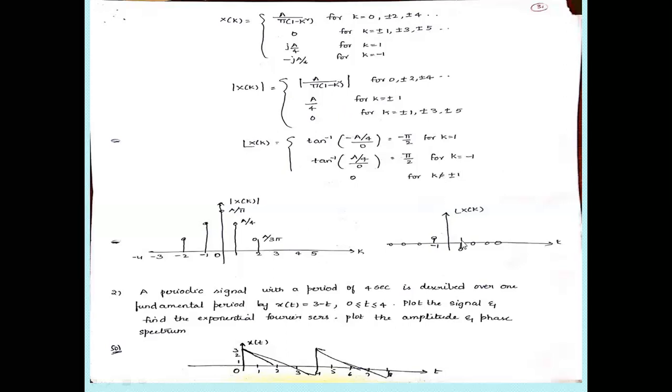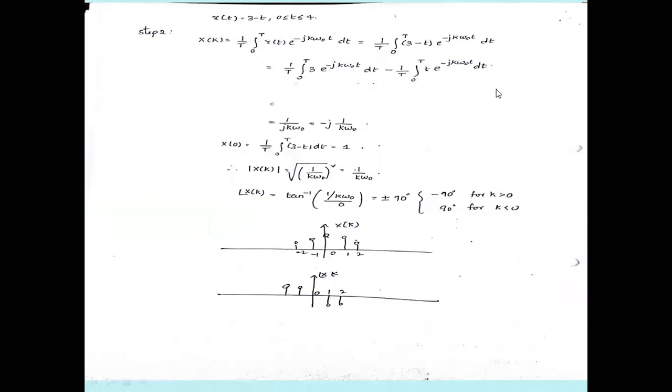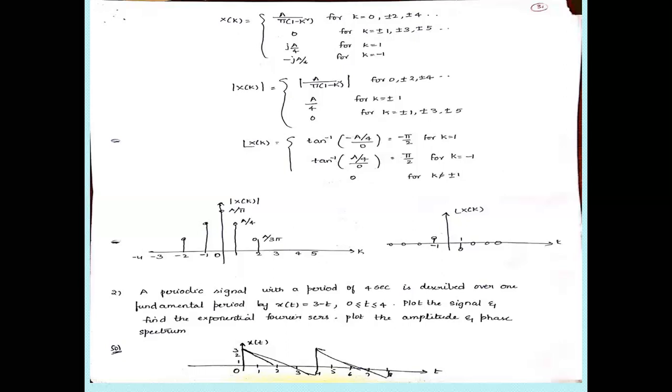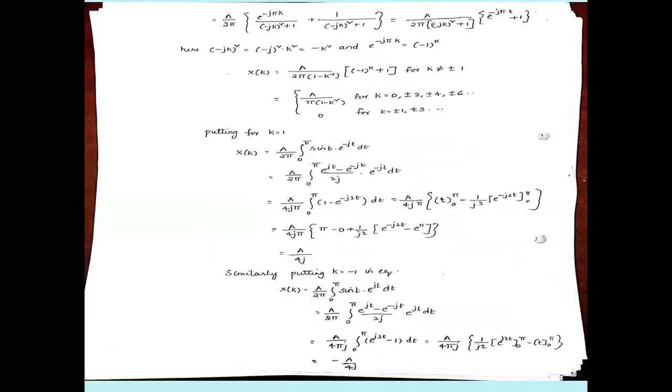Understood? For the positive value, here k equal to 1, the angle is minus pi by 2, so I represented it downward. And for k equal to minus 1, the angle is pi by 2. Or you can find it in radians also, whatever we did in the previous example. Understood, my students? Like that, we can find out all the terms, whatever they gave, to plot the magnitude and phase spectrum.